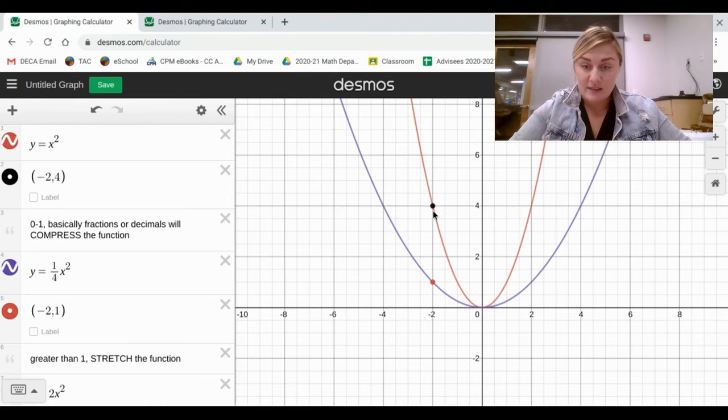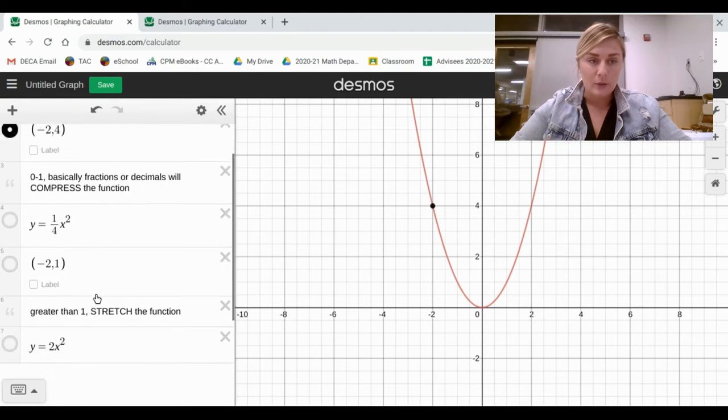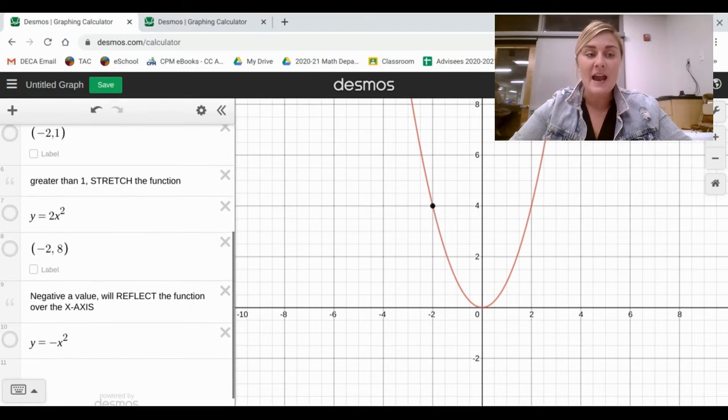If you look at the distance from my point to the x-axis, I have this long distance here. And when I multiplied by 1/4, I compressed it. So now my distance is only from this red point to the x-axis. So you can see how it was made shorter. So 0 to 1, basically fractions and decimals as our A value, will compress the function. I'm going to take this graph off, and we are going to look at the opposite end. So if I have a value greater than 1, this will stretch the function.